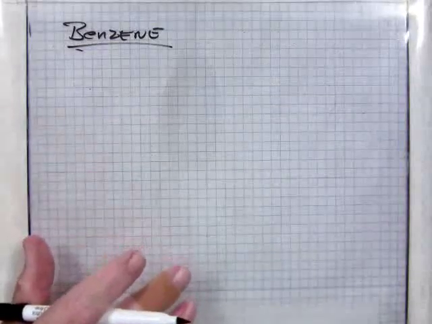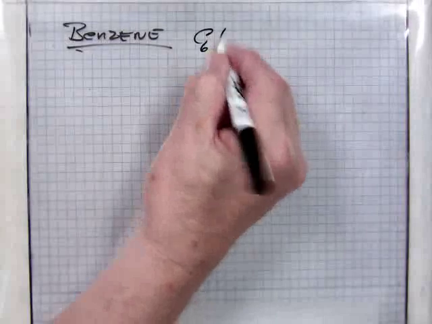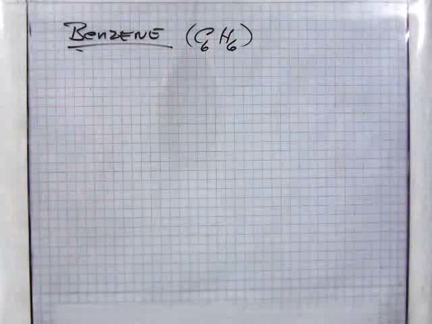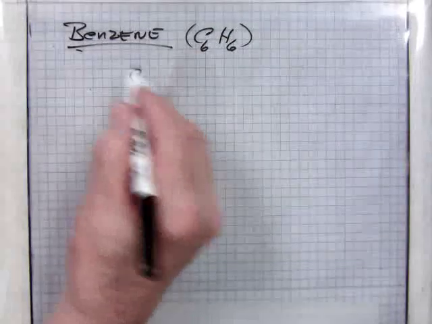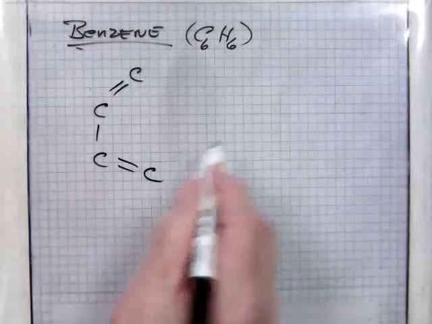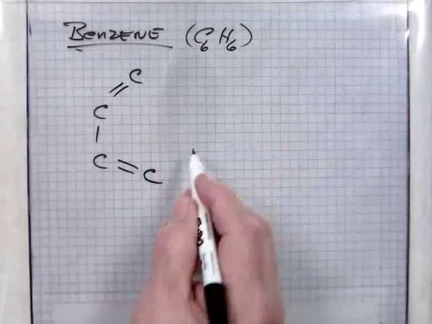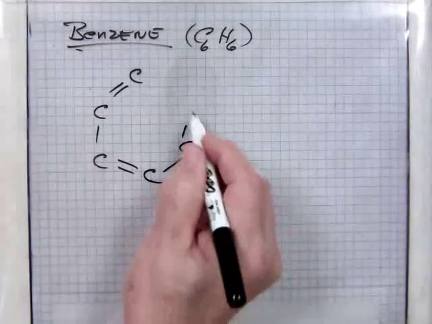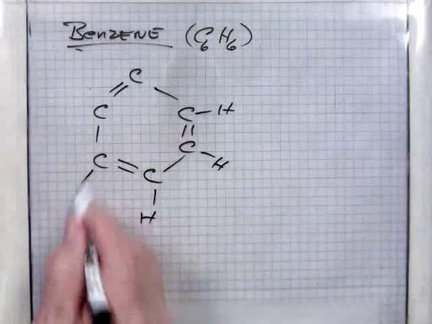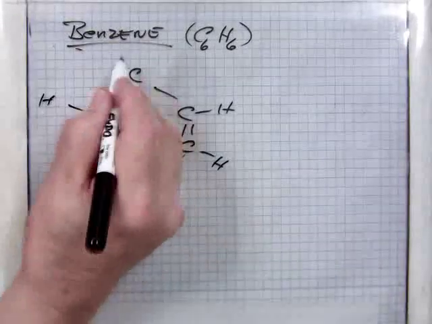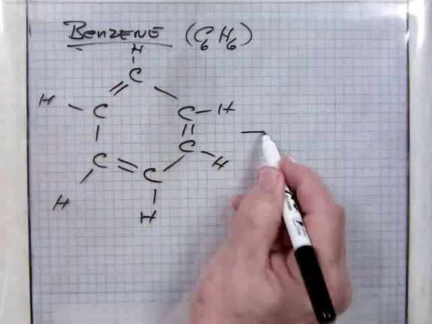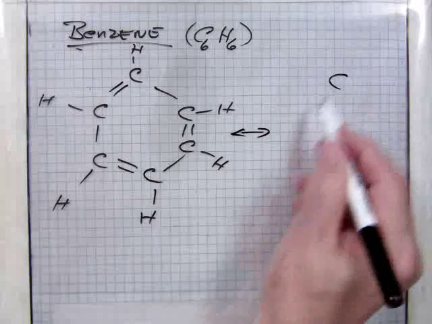When we talk about benzene, we're talking about a molecule C6H6. That's a structure that looks like this. I'll just draw it out. It's a ring structure. Cyclohexatriene is what it is. And has a hydrogen associated with each one of these carbons. Like that. Now that's one way to draw it. Or I can draw it this way.